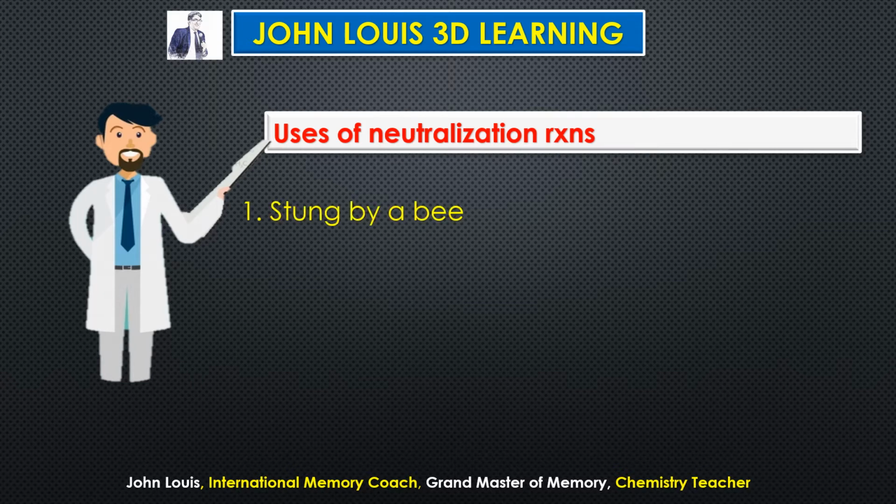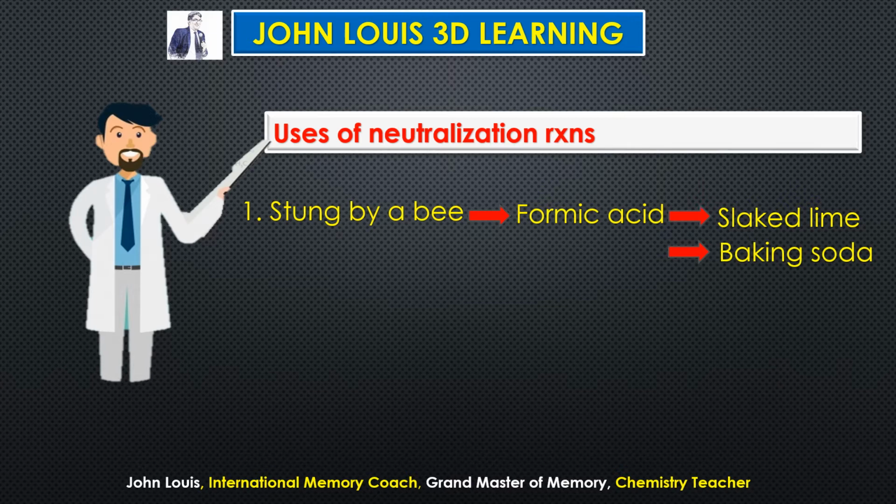Okay, first of all, stung by a bee. When we are stung by a bee, the place starts itching, no? And we start scratching that place. Why does it happen? Because when a bee stings, it injects formic acid into our body. So it starts itching, and in order to neutralize that, we rub slaked lime. Slaked lime means what? Calcium hydroxide, or baking soda. What is baking soda? Sodium bicarbonate.